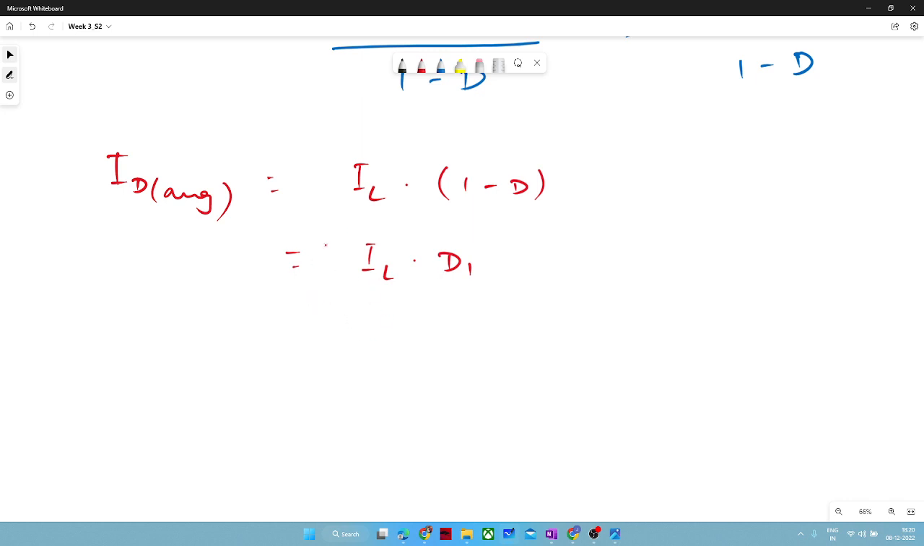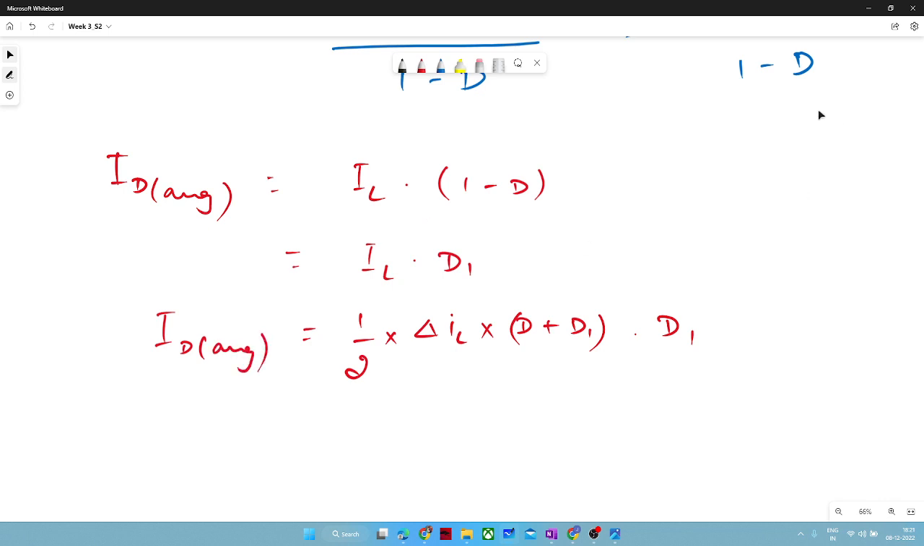Now, the average value of IL would be half into del IL, okay? Half into del IL into D plus D1 into D1. I can write in this manner anytime.